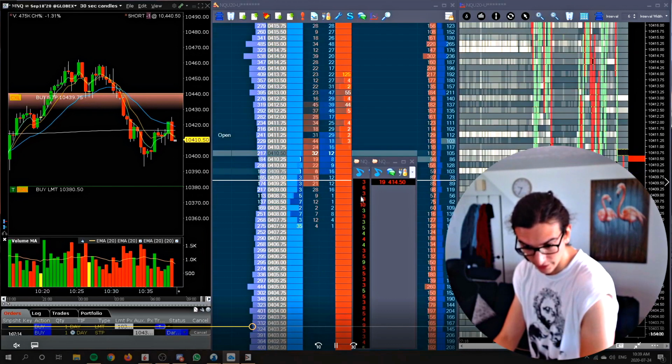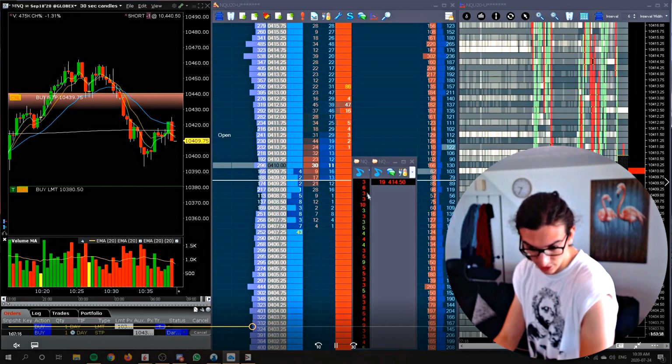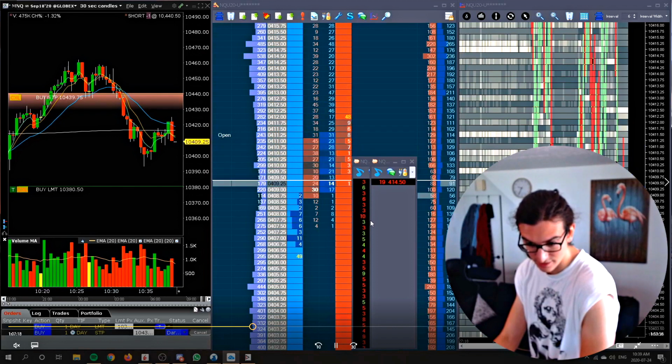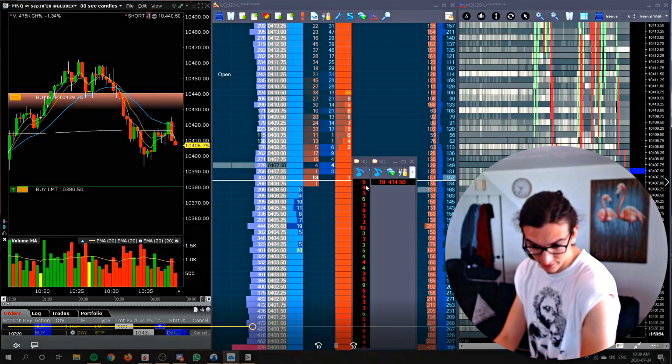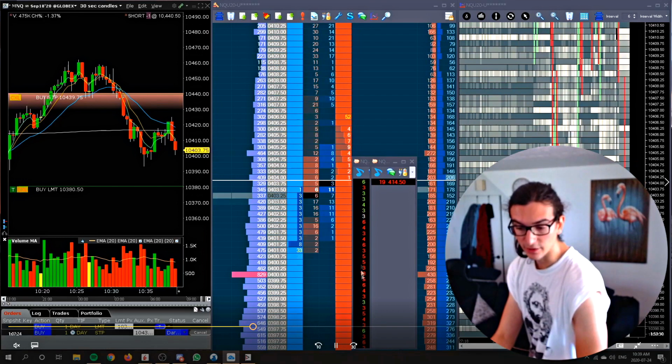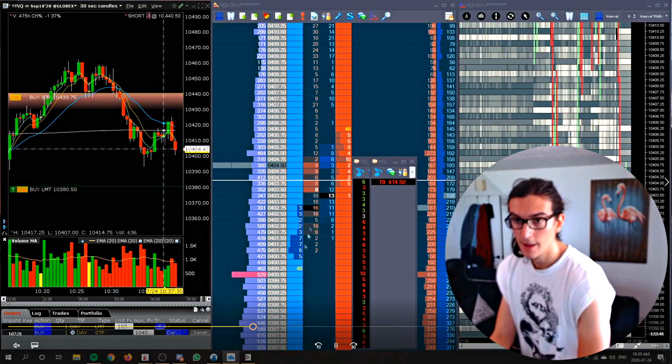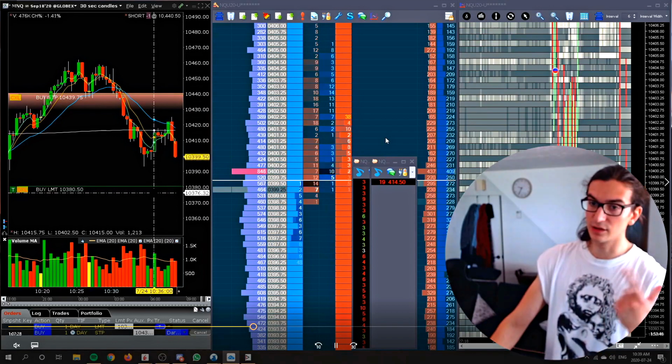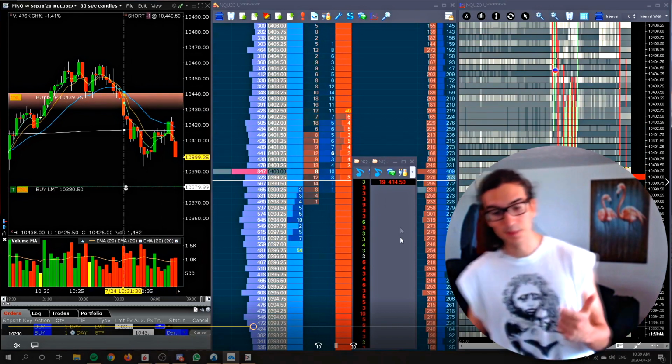So take a look at the tape right here. Look at this downside bias. You see a lot of these 3 lots, 6 lots, 10 lots, and now they kind of stop, and then they're continuing. Look at that, they're continuing. So there we go. That's downside bias right there. You saw all of those prints come through. So definitely filtering out the 1s and 2s for the NASDAQ contract has been a great indication.